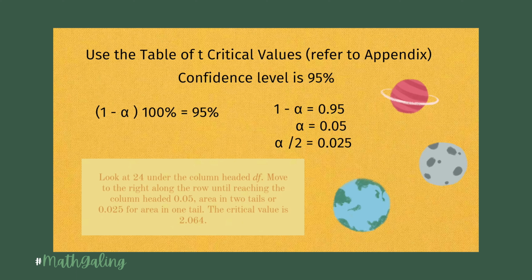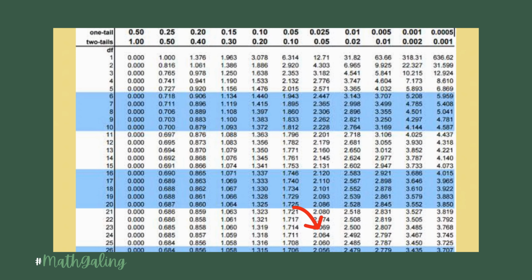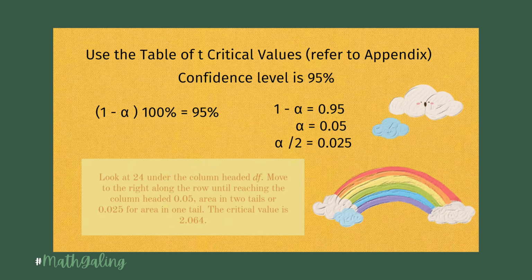Using the t-critical values table, look at 24 under the column headed df. Move to the right along the row until reaching the column headed 0.05 for area in 2 tails, or 0.025 for area in 1 tail. So the critical value here is 2.064.